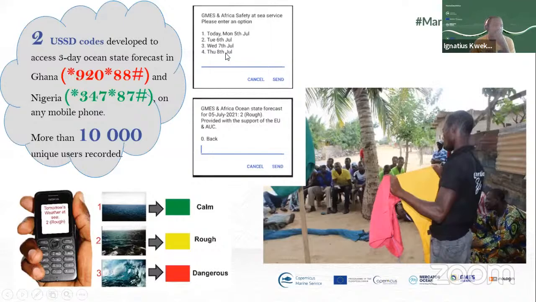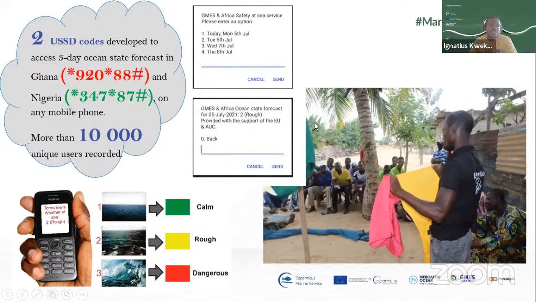So it gives you the forecast for the day and then a 3-day additional forecast where you can select and get the simple messages 1, 2, or 3 with a corresponding explanation to the message. In Nigeria, you can access it via the short code *347*87#.